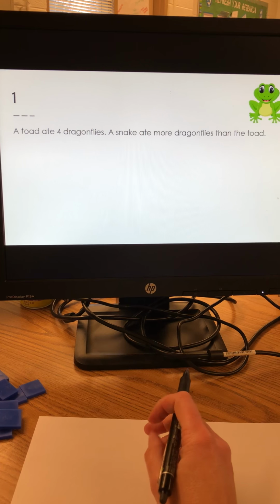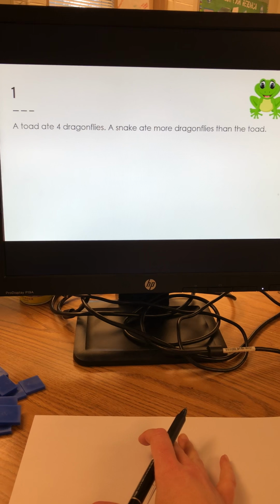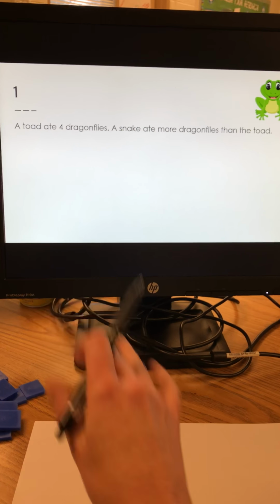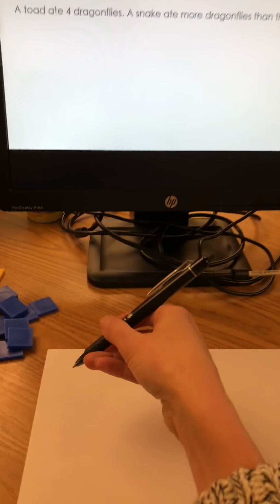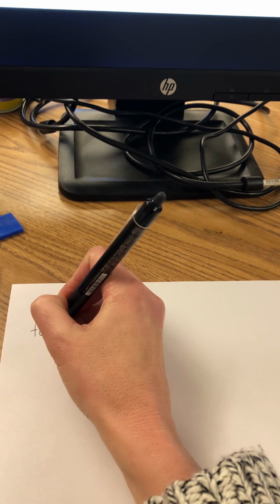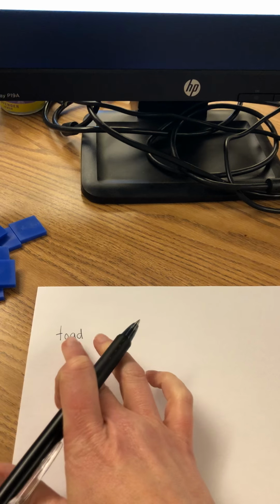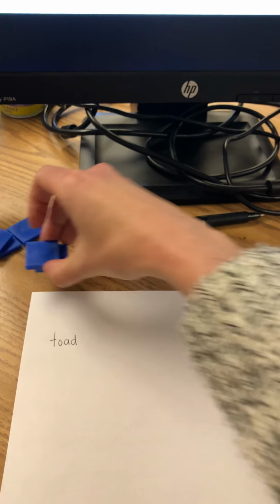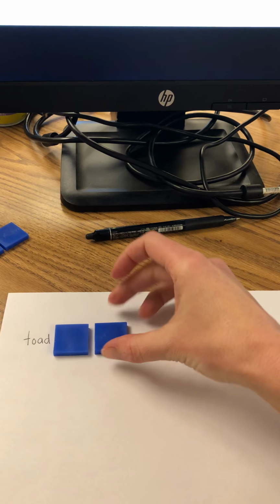The question that you're going to pose to students is, what changed? And what did we learn from this new information? So a toad ate 4 dragonflies. Immediately, students should realize that if the toad, and I always encourage them to write down what they're talking about, if a toad ate 4 dragonflies, let's represent that.